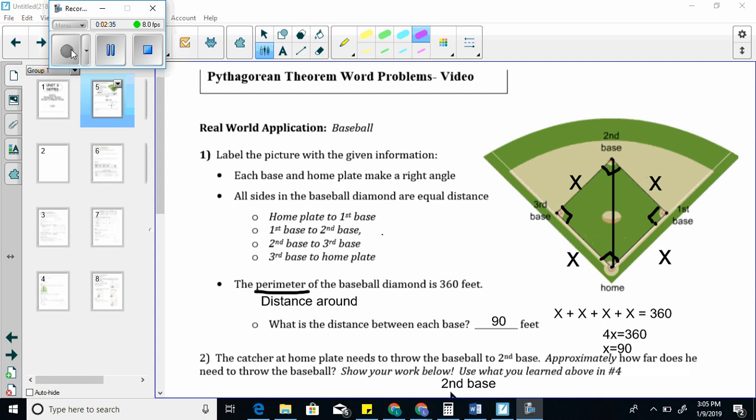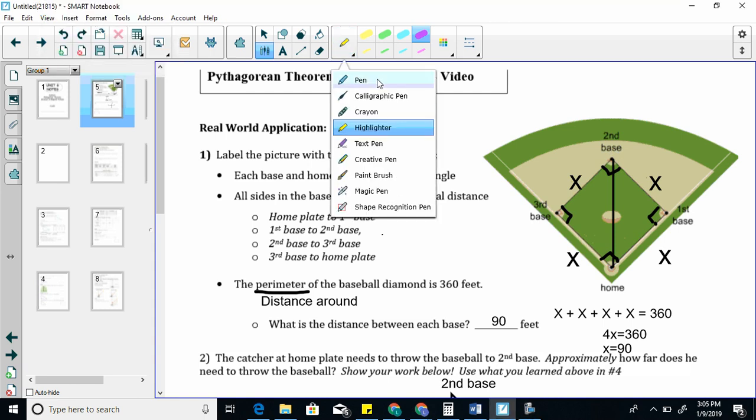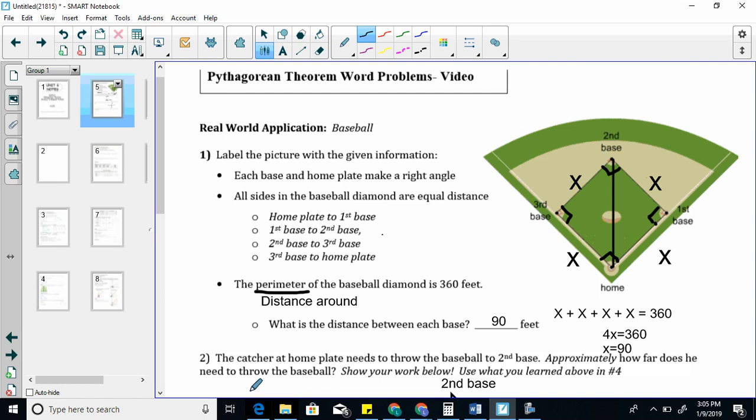Now, number 2 says the catcher at home plate needs to throw the baseball to second base. So here's the catcher, and he's going to second base. Approximately how far does he need to throw the baseball? They want to know from here to here, so I'm going to call this y. I don't know what this length is. You can take either side of this triangle now. Now we have a diagonal and we have a right triangle. We still have these right angles. So I'm going to take this one over here. It doesn't matter which one you decide to take.